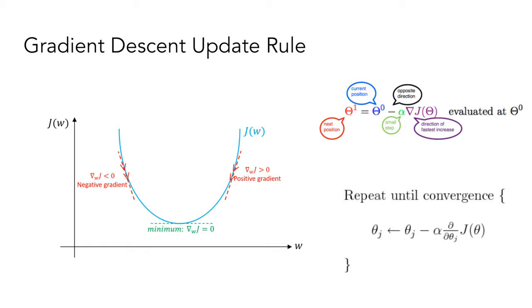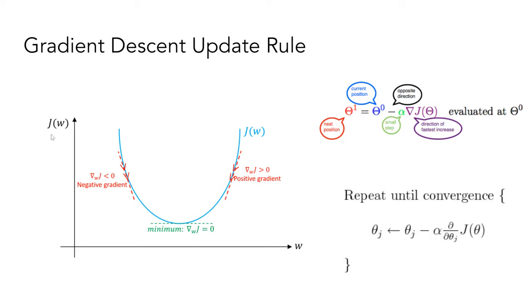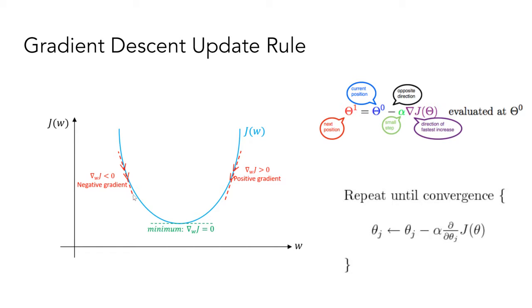So how do we do that? The gradient descent update rule. After we calculate some loss, we're going to calculate a derivative. So let's say this simple case. We just have some loss function, J of w, and let's say this is what our loss is with respect to some weight w. You'll notice that right here we have some gradient. This gradient is going downward, so it's negative or less than 0. Here it's going to be positive, so it's going to be greater than 0.